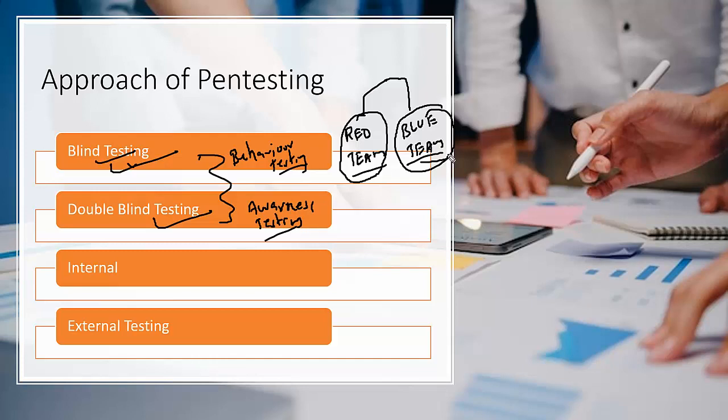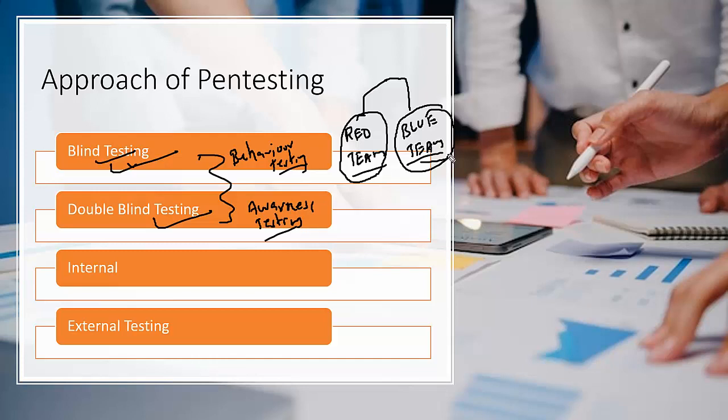For the blue team, it is an attack. Let me check, can they detect the attack? Can they validate the attack? How soon can they respond to the alert? How soon can they respond to the incident? Are they compliant with the SLAs we have agreed with the customer? That is called double blind testing.